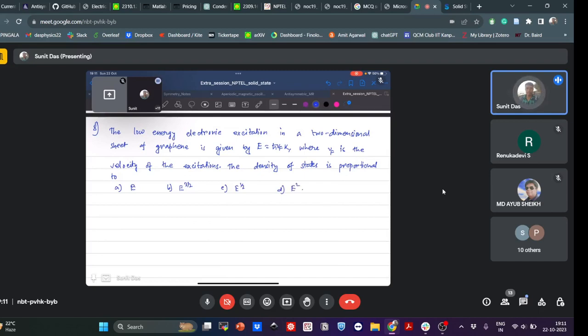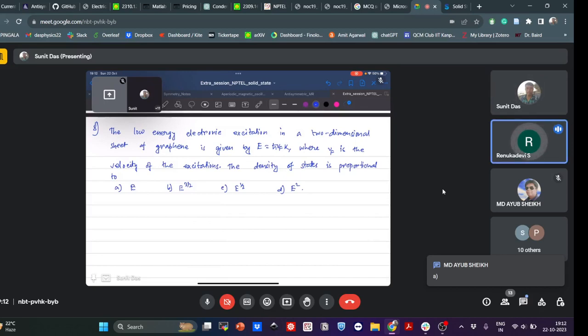So the low energy electronic excitation, or just the dispersion, in a two-dimensional sheet of graphene is given by E equal to h bar Vf k. Vf is the velocity of excitation. So we need to find the density of states proportionality, basically proportional to E, that is energy to the power 3 by 2, root over energy, or E square. Option A. Right.